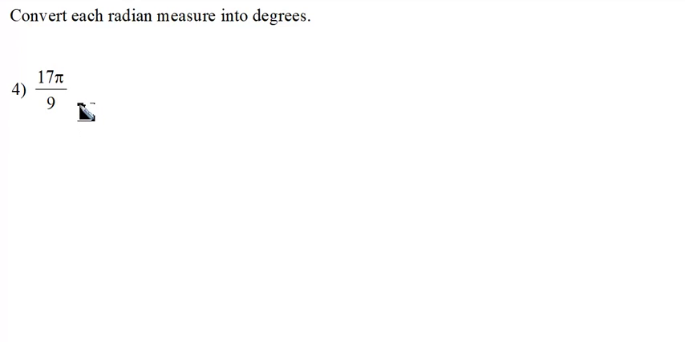We'll work this problem the same exact way. We're going to multiply by 180 divided by pi. If I multiply 17 times 180 and then divide it by 9, I get 340 degrees.